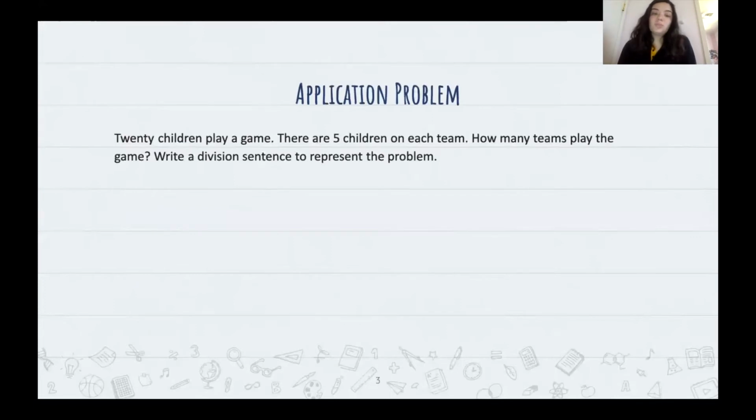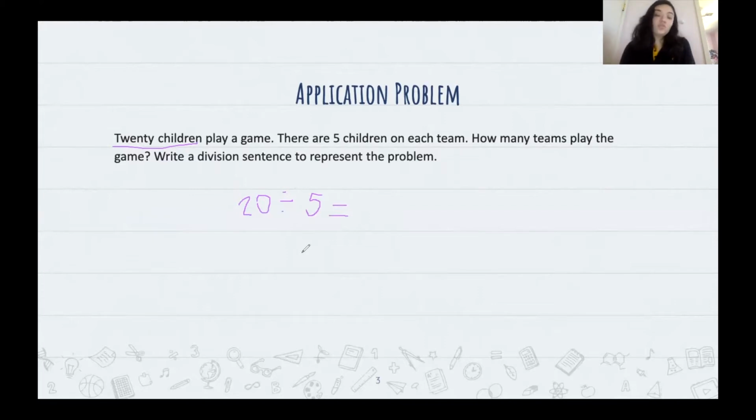20 children play a game, and there are 5 children on each team. How many teams play the game? Write a division sentence to represent the problem. We start with our total. We have 20 children altogether, so that's our total. We want 5 people on each team, so that's the number we're dividing by. And how many teams are we going to have? That's what we're looking for.